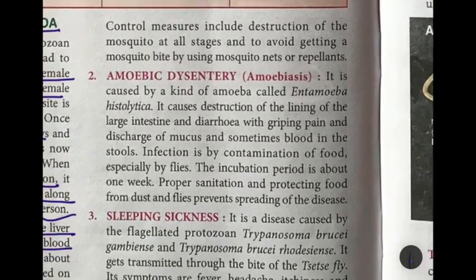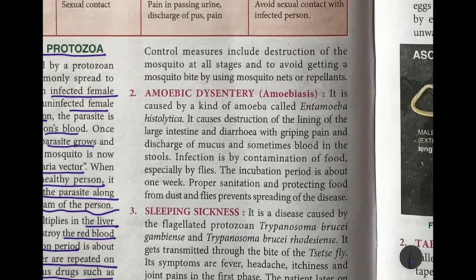Now, control measures. We need to destroy the carrier, that is the mosquito. So we have to destroy the mosquito at all stages, and to avoid getting a mosquito bite, we have to use mosquito nets or mosquito repellents.